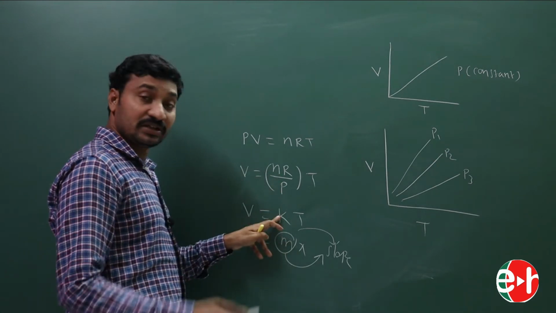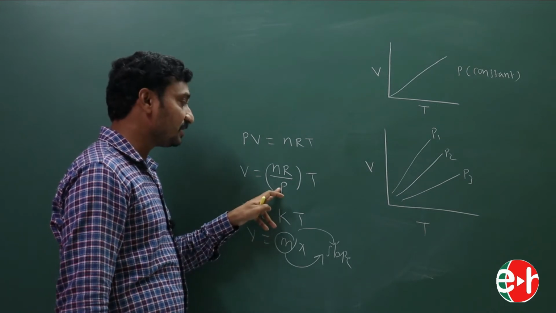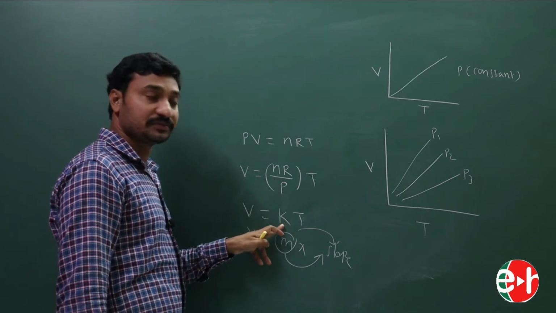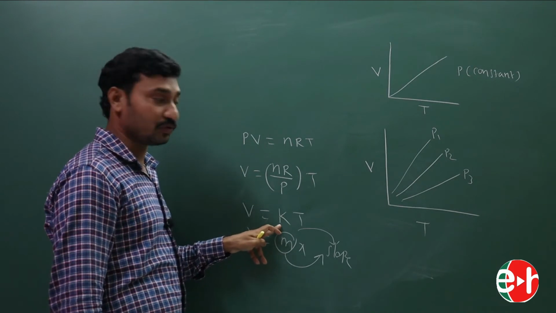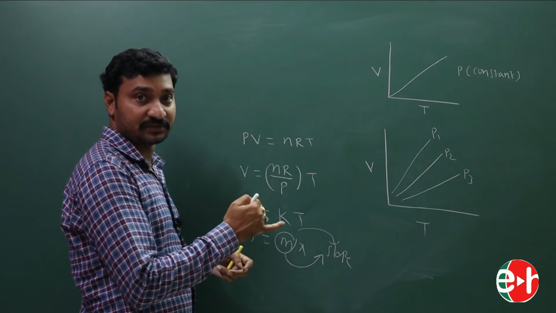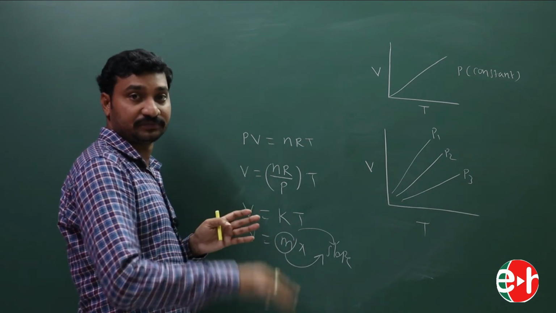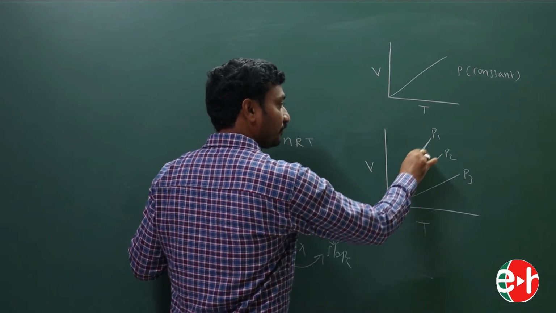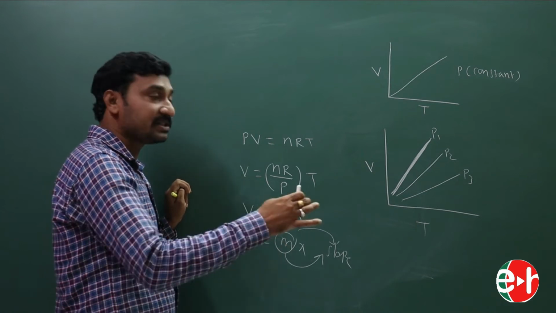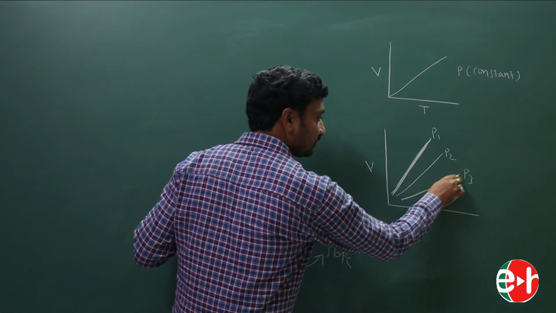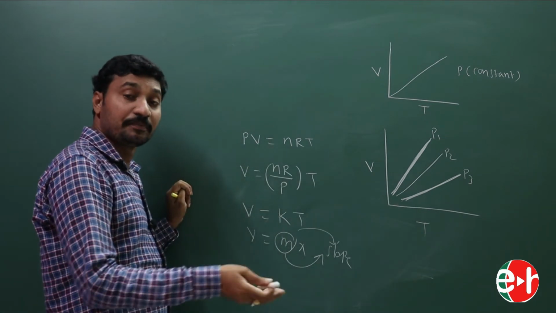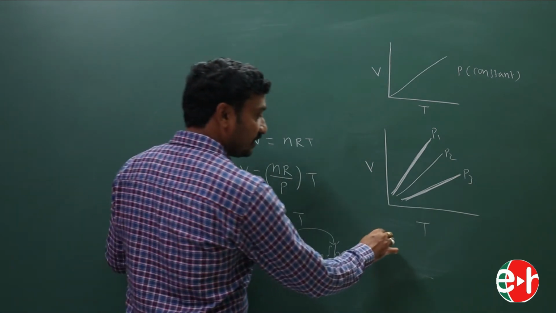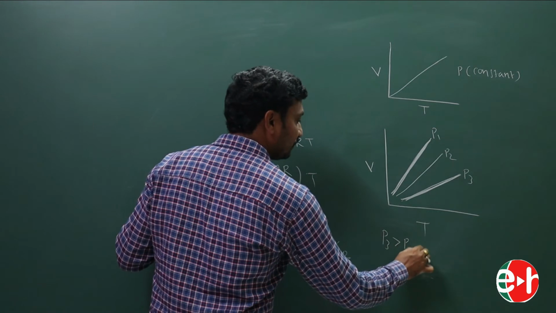Now P and K have an inverse relationship, because here P is in the denominator. That's why P and K have an inverse relationship. That means pressure more, then K value less. Pressure less, K value more. K value more means more slope, less pressure, and less slope, more pressure. Okay, now see here: slope more, that's why pressure less. Here slope less, that's why pressure more. Got it? Then the relation is P3 greater than P2 greater than P1.